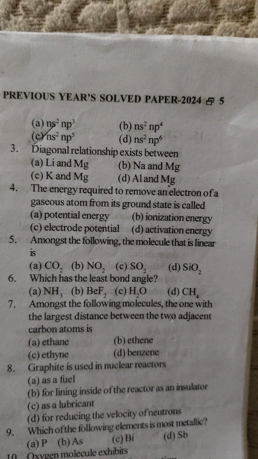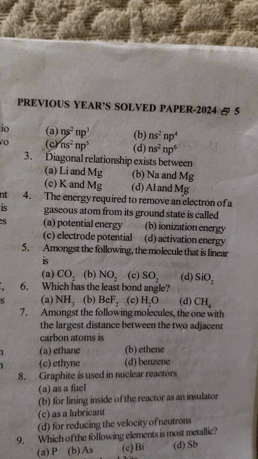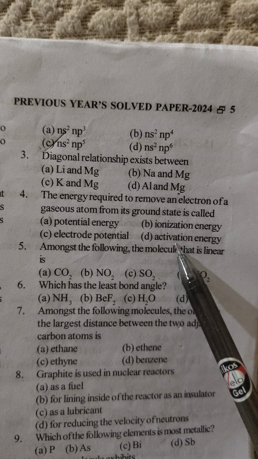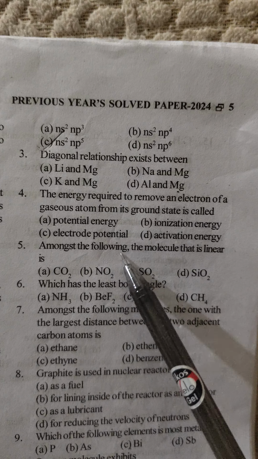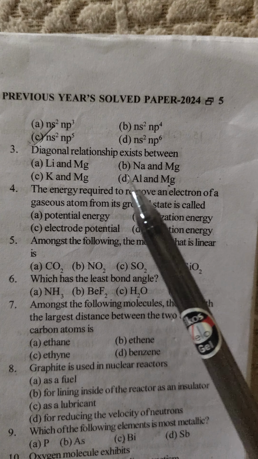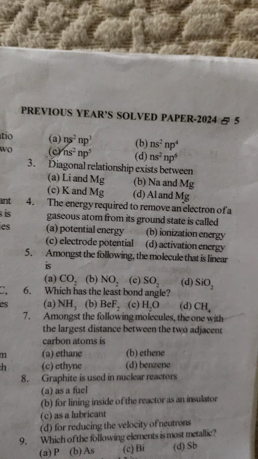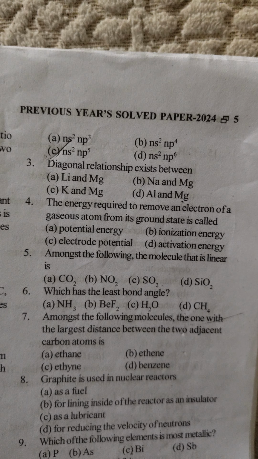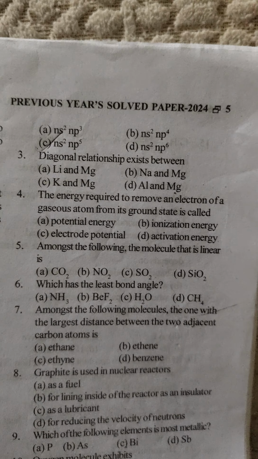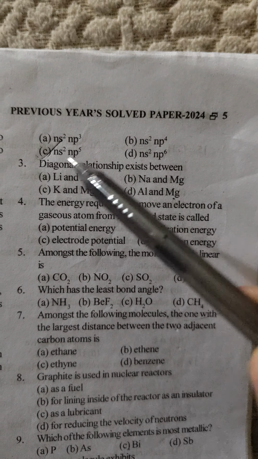Then, diagonal relationship exists between what? Lithium and magnesium, or sodium and magnesium, potassium and magnesium, or option D, that is aluminium and magnesium. So what will be the right answer? Option A, that is lithium and magnesium. That's it.